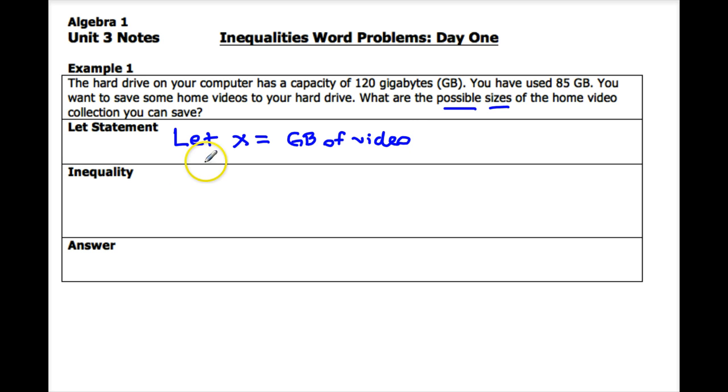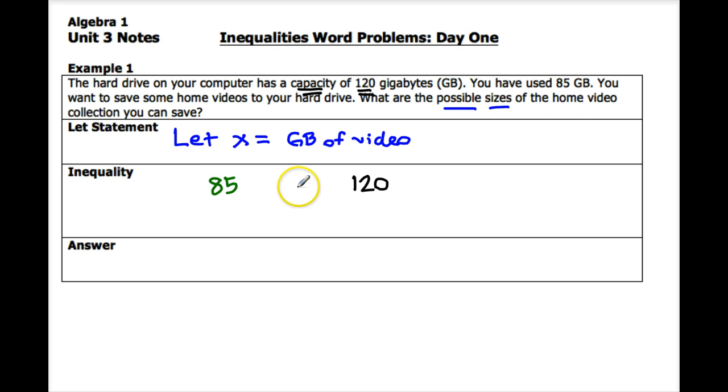Okay, now let's look at what we're given. Let's look for a total first of all. We know that our computer has a total capacity, okay, of 120 gigabytes. So I'm going to put that by itself over here on the right side. I also know that I've used 85 gigabytes so far on the computer. So that's going to go over here on the left side.